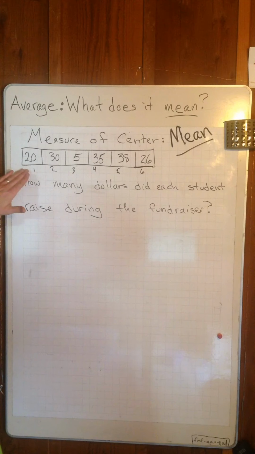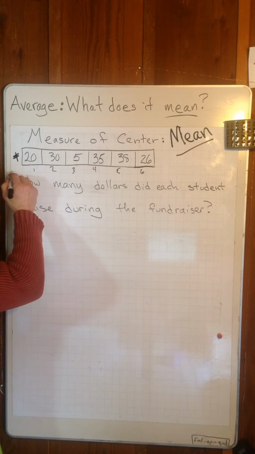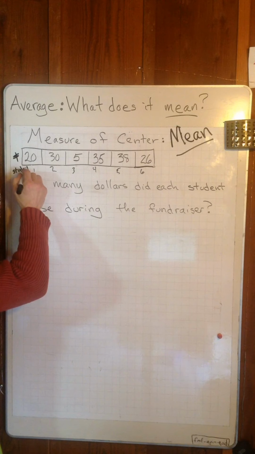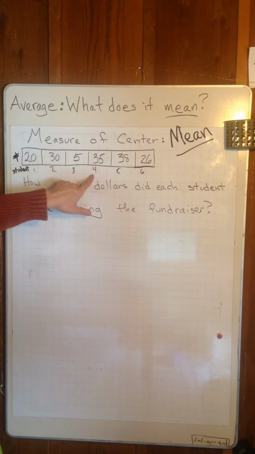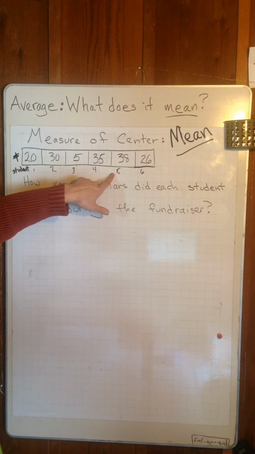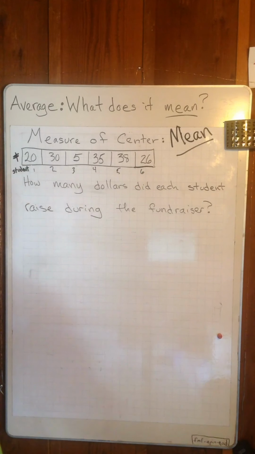Here I have 6 points of data. The first point is $20. I should put a dollar sign here. And this is how many students. So student 1 raised 20. Student 2 raised 30. Student 3 raised 5. Student 4 raised 35. Student 5 raised 38. Student 6 raised 26.